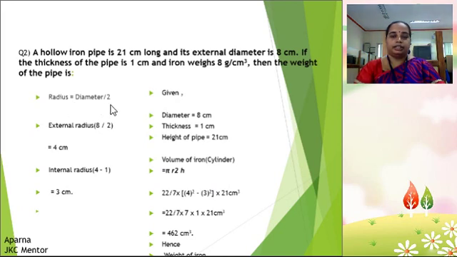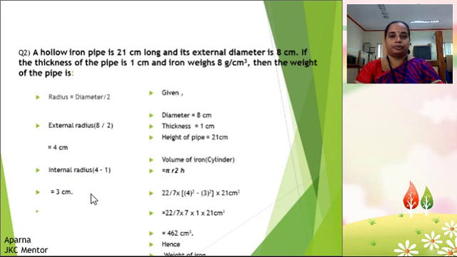So as it is a pipe, we are having external radius and internal radius. So formula for external radius is diameter by 2. We are applying the formula by giving the values given. Here the diameter is 8 by 2, so that is 4 centimeters, and the internal radius is 4 minus 1, which is 3 centimeters.